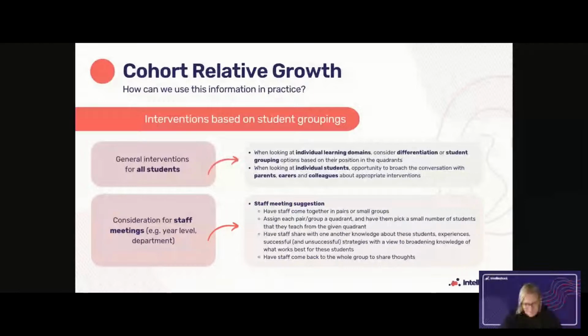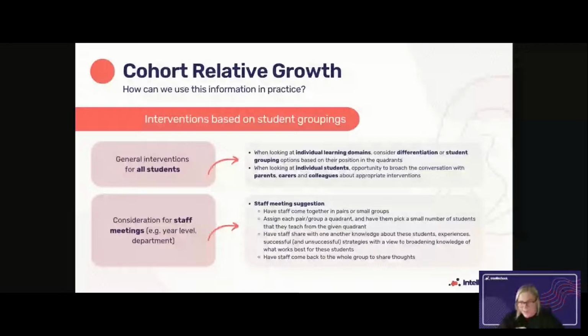So in terms of a staff meeting suggestion, what I would suggest that you could look at doing as a group is to have the staff come together, again, could be pairs, could be small groups, depending on the size of your team. I would then assign each pair or group a particular quadrant.